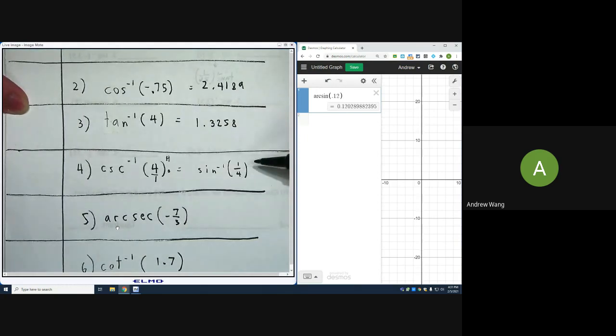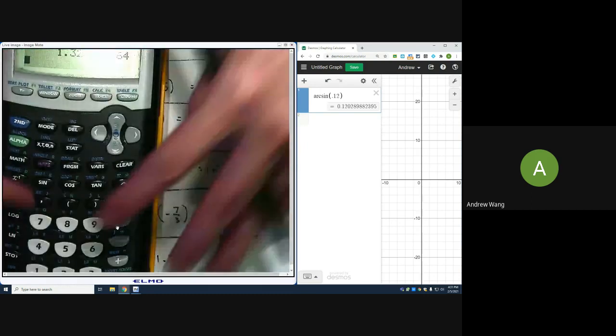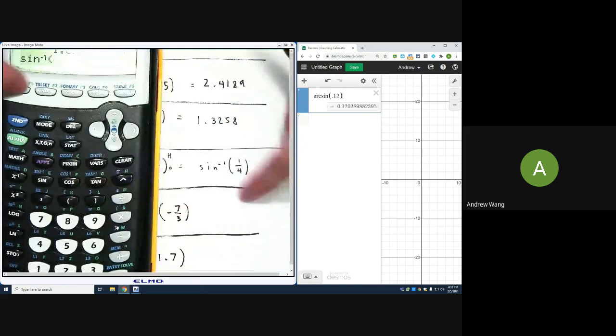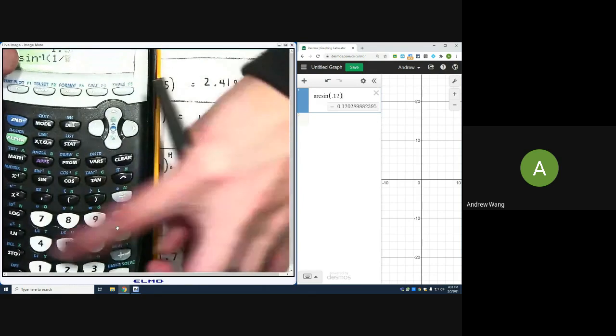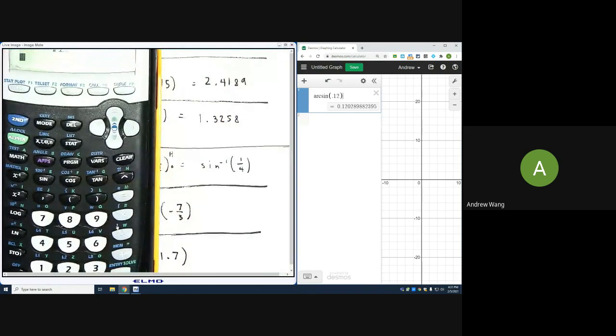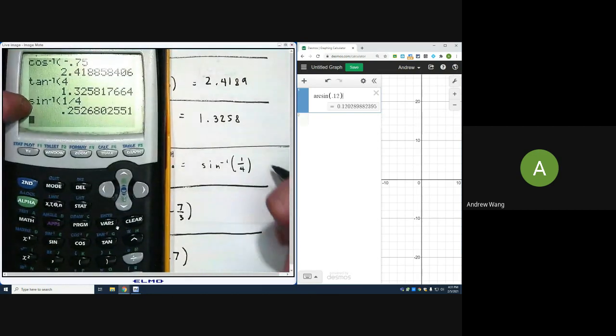As you can see, this is something I can type into a calculator. I can go arc sine or second sine, 1/4. And that gets me the answer. Okay, now, if you're using Desmos, I've been told it's okay for me to tell you this.